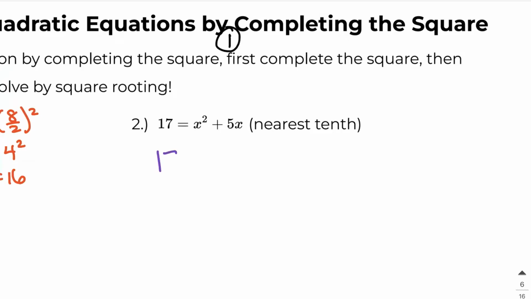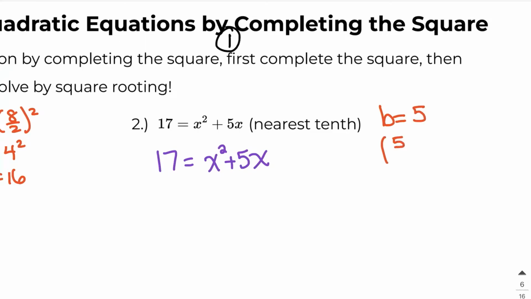For this next one, I'm going to write down 17 equals x squared plus 5x. I'm going to start from here. I'm just copying it down. If you notice right here, the x squared and the 5x are on the same side, and the x squared has a positive 1 as its coefficient, so I don't need to factor anything out. This is very nice. So I'm going to take the b value, which we know is 5. Just because it's on the other side doesn't make a difference.